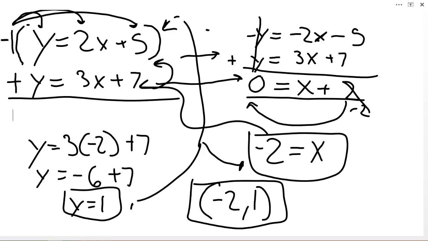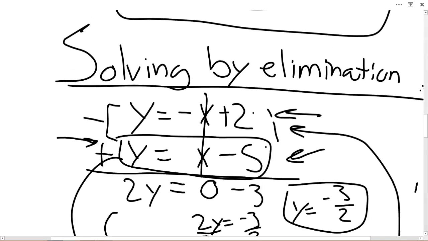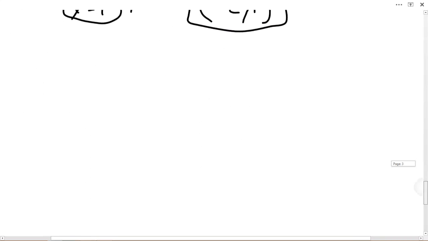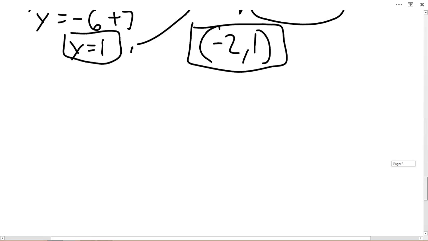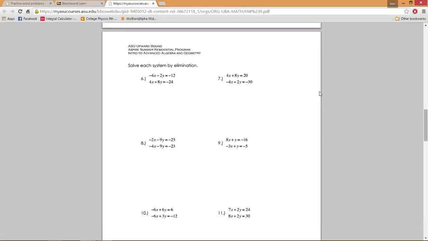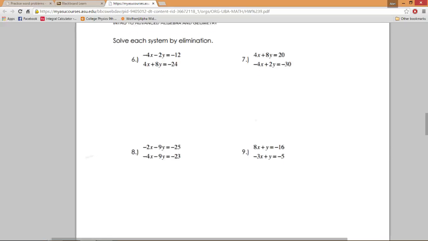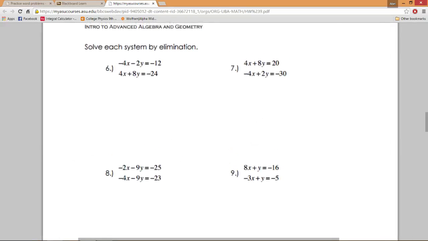Okay, let's do another example. You know what? Let's do one from your homework, because at the end of the day, I want you guys to understand this from your homework assignments anyway. So let's do one from the homework assignment. I already have it up here. Okay, so if you look at these questions, it says solve each system by elimination. Without even doing the math, just look at all of these, you guys.